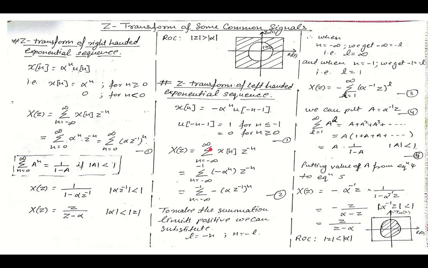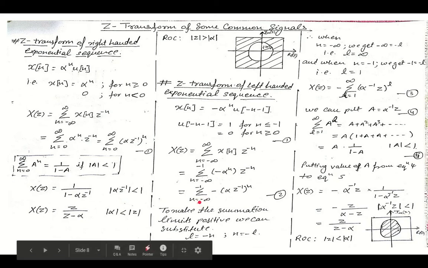Now if I put this in the summation from n equals minus infinity to plus infinity of x[n] into z to the power minus n, this summation will change from n equals minus infinity to minus 1. Since the values on the positive side will be 0, I am not going to take them into consideration. So my value will be minus alpha to the power n into z to the power minus n. Since this is having a limit from minus infinity to minus 1, I can change these limits as well.